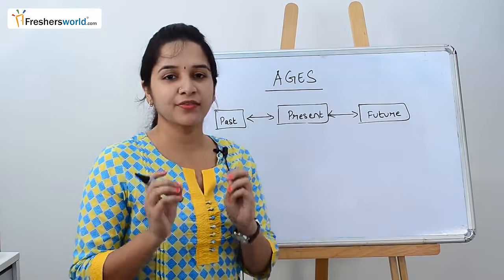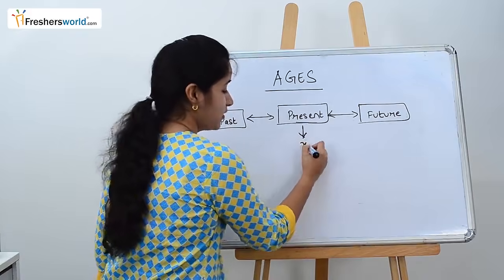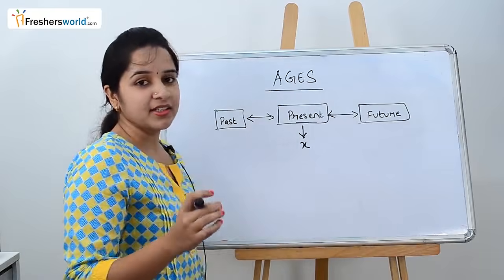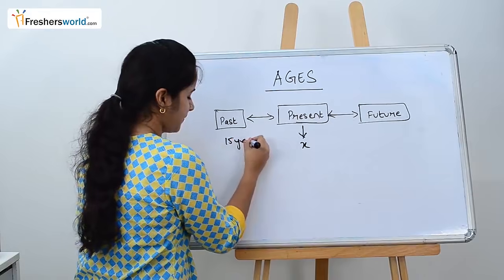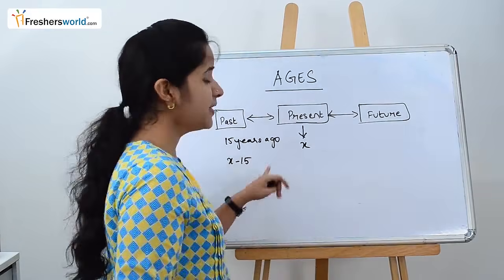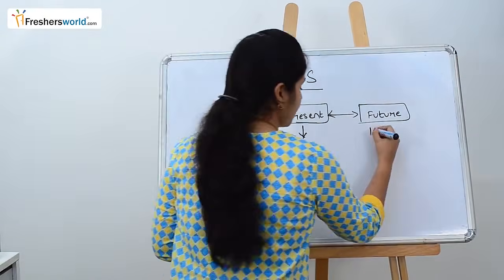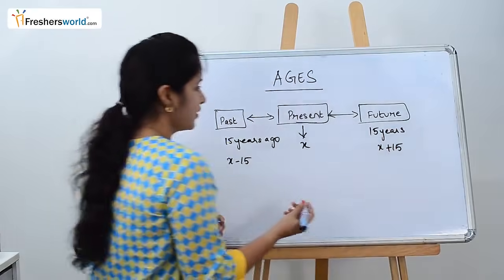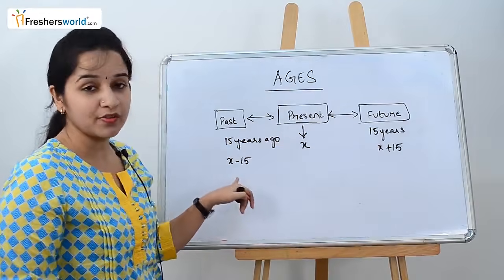To understand that, there are 4 concepts that you should know. Let's always take the present age as x. Whatever the type of the problem, you should always take the present age as x. And if they say Ram's age 15 years ago, what do you do? x minus 15. Similarly, if they say 15 years hence or 15 years after, you take it as x plus 15. So for the future you will always add, and for the past you will always subtract.